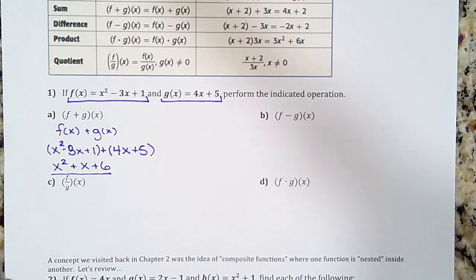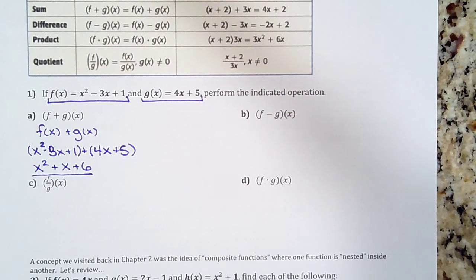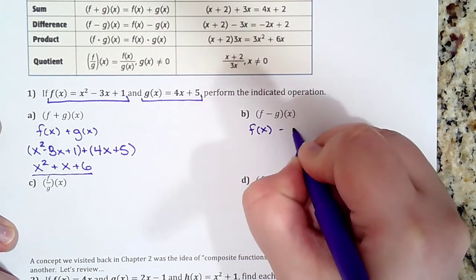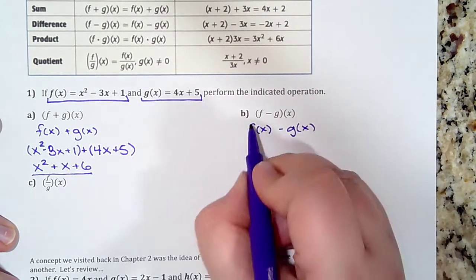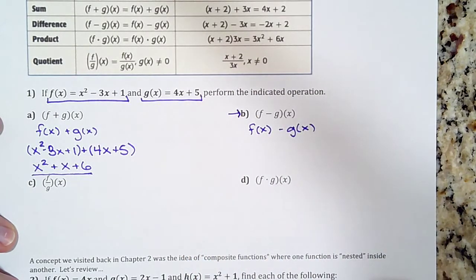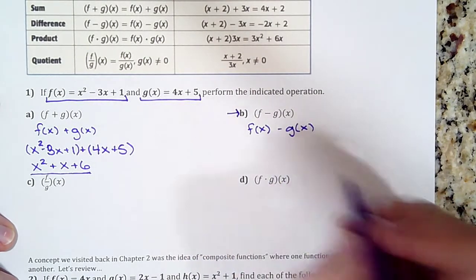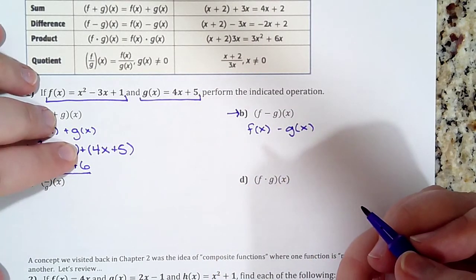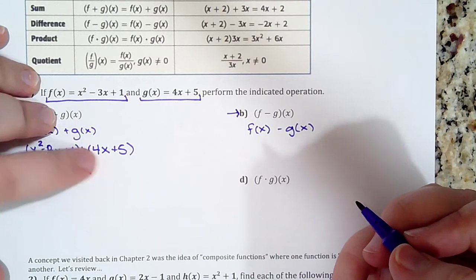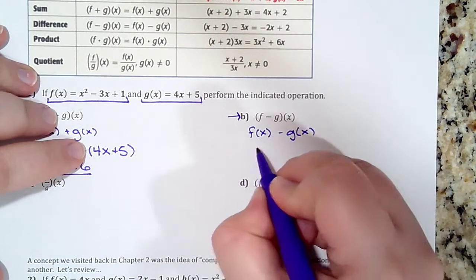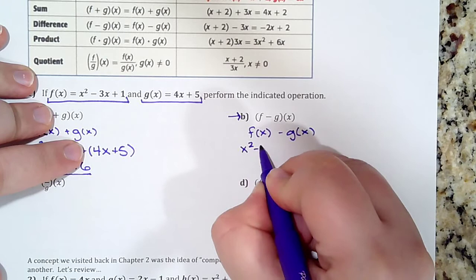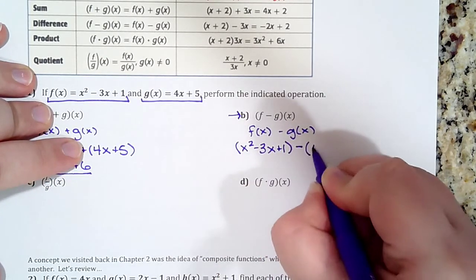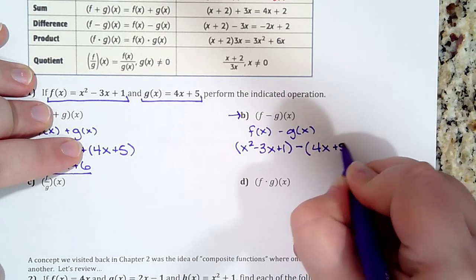Next one, same thing. It's a difference, but all it's saying is take the difference separately. F of x minus g of x. This type is going to be especially important that you remember to use parentheses. Now this one, because there was a plus in the middle, it didn't matter as much because when we distribute that addition sign in, it doesn't change either of these. However, you'll notice x squared minus 3x plus 1 minus 4x plus 5.